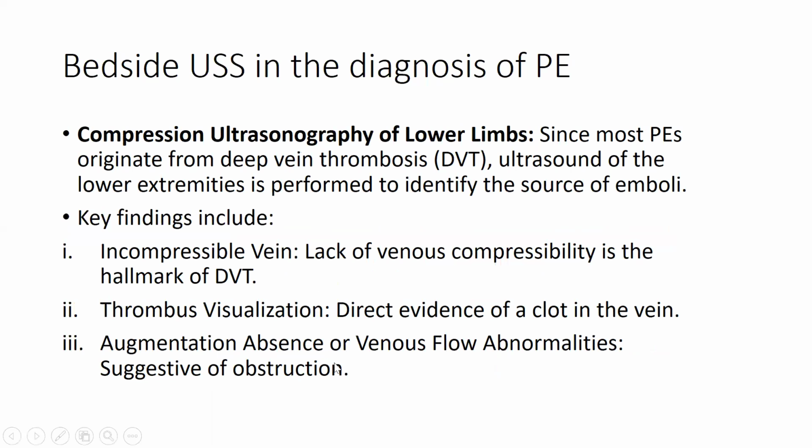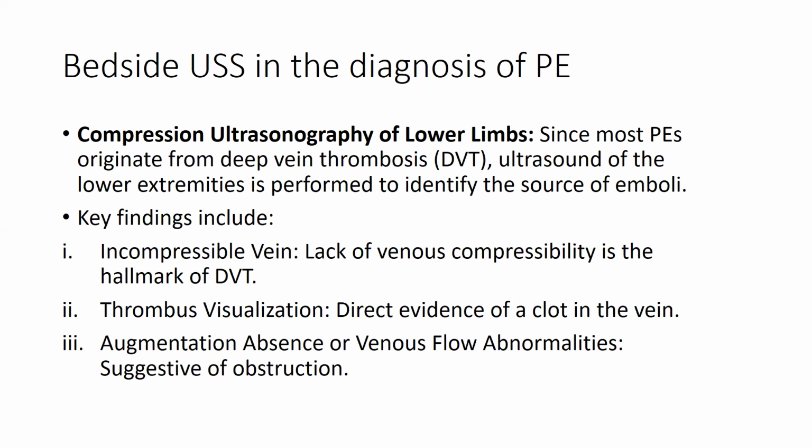Now, somebody mentioned the Doppler. We call it the compression ultrasound of the lower limbs. What you're trying to do is delineate the presence of DVT, where the embolus most likely originated from. So it's a clinical sign. I hope we know how to do that. It's very simple. It's something you can do within 5 minutes. You look for the femoral and the popliteal vessels, and you're able to identify them.